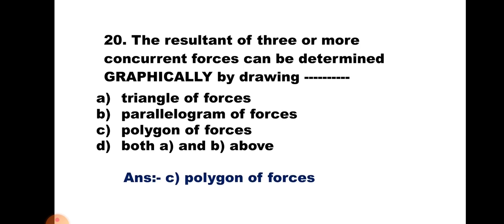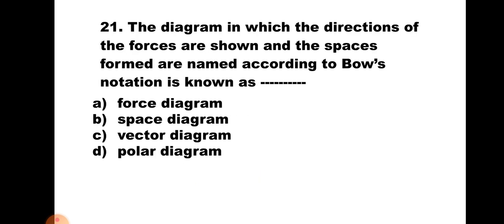Polygon of forces. Question number 21. The diagram in which the directions of the forces are drawn and the spaces formed are named according to Bow's notation is known as: A, force diagram; B, space diagram; C, vector diagram; and D, polar diagram. Now this is by Bow's notation. We know that the diagram in which the direction of the force is given and the spaces are named according to Bow's notation is known as the space diagram. Hence the correct answer is B, space diagram.